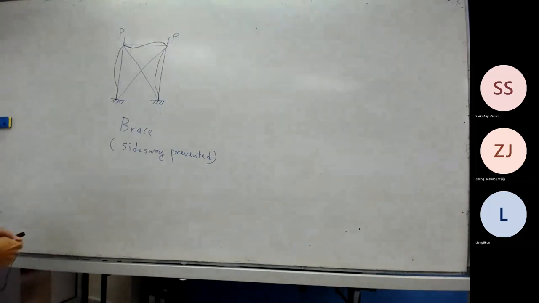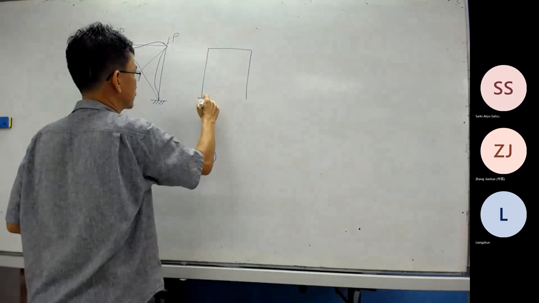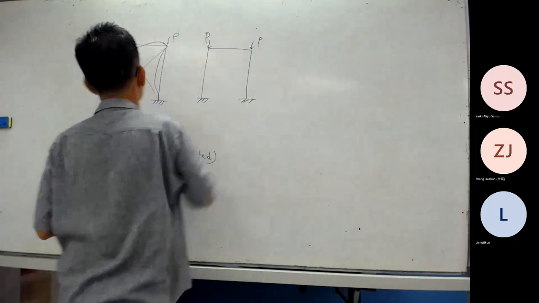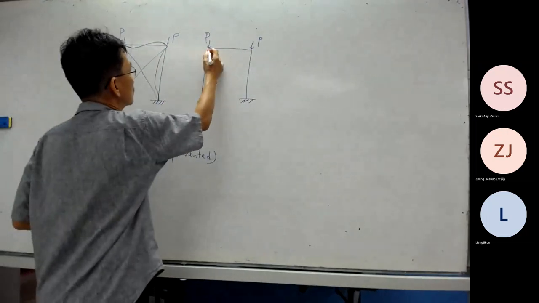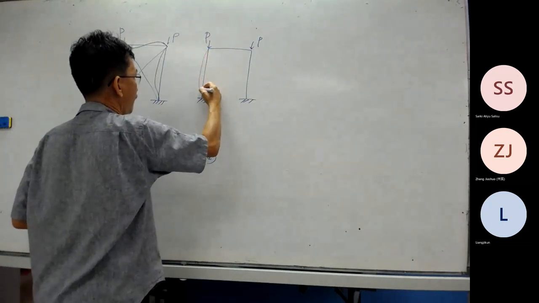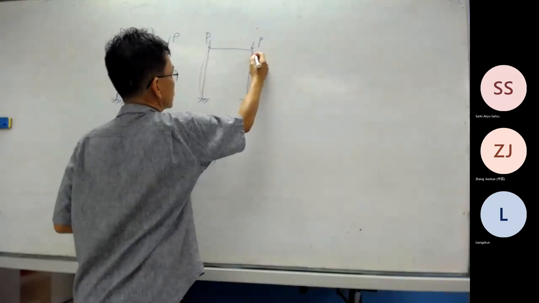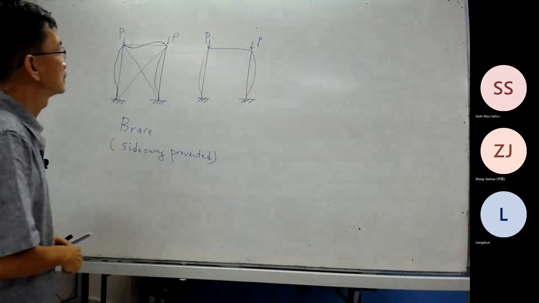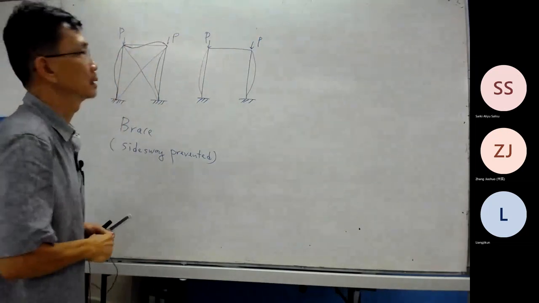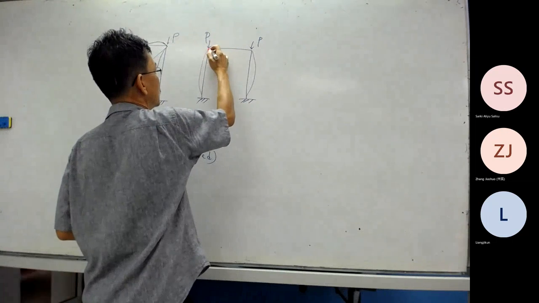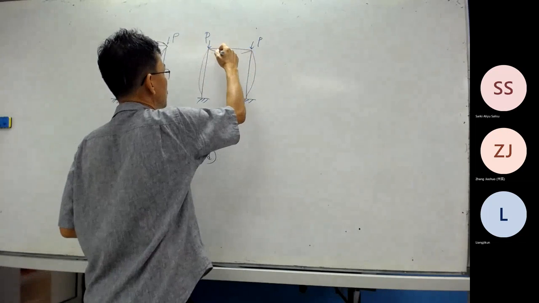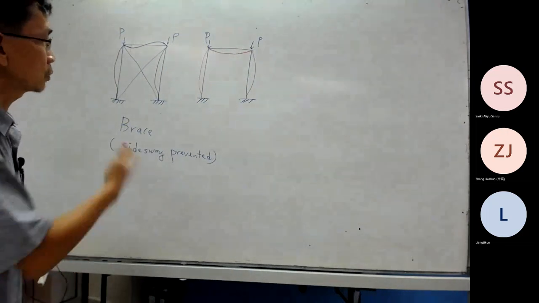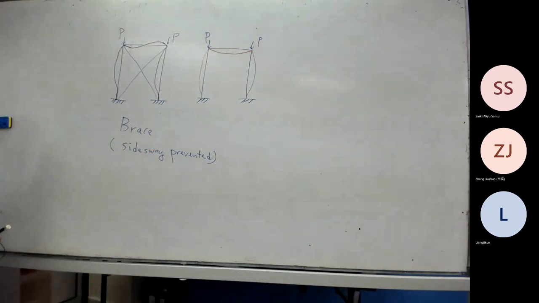But it's also possible that if you apply the load here, P and P, it can also go the other way, this one like this and this one also like this, because it can go either way. This one we show like this, but the beam has to bend like this. So there are two possibilities for side sway prevented.